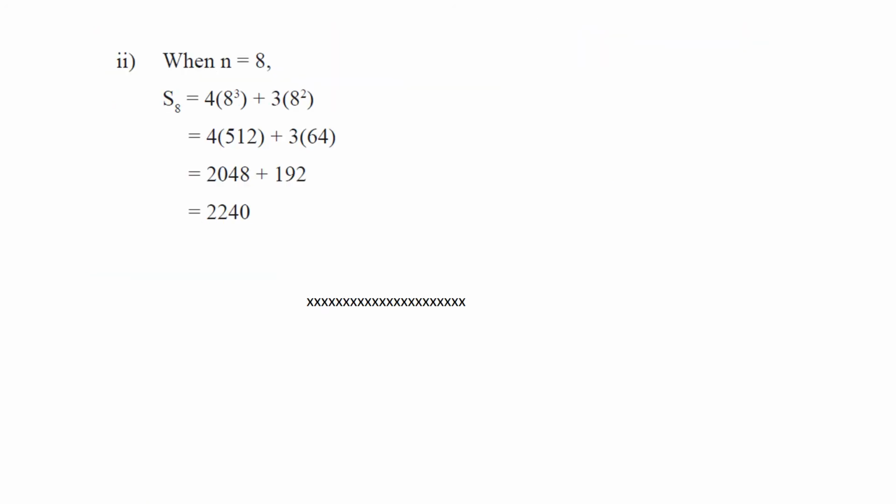Second part, 8 terms, that is n equal to 8. So already we know that Sn equals what? 4n cube plus 3n square. So substitute n value equal to 8 here. S8 equals 4 into 8 cube plus 3 into 8 squared. 8 cube is 512, 8 squared is 64. You multiply 4 into 512, that is 2048. 3 into 64, 192. Add it, you get the value S8 equal to 2240.